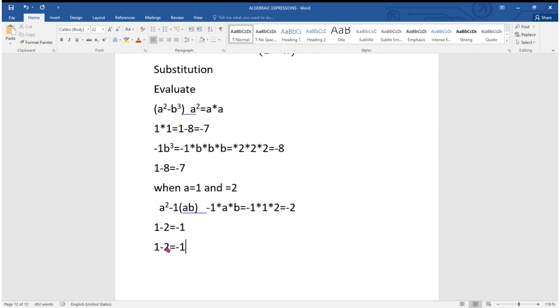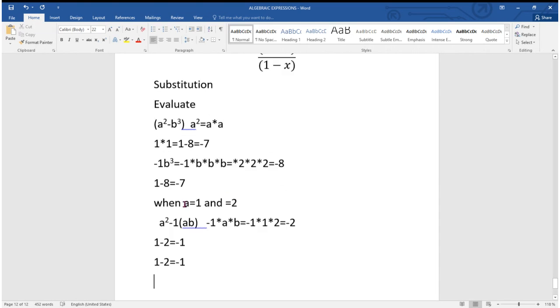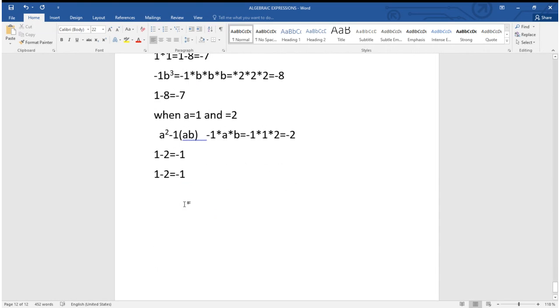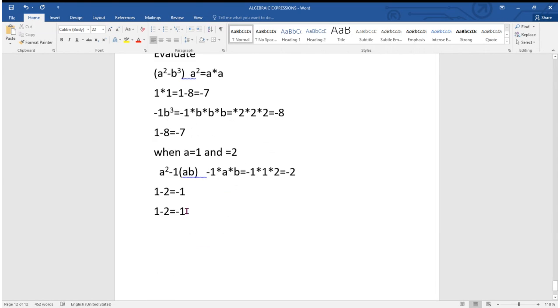This is a part of substitution. So what is going to happen is instead of having real numbers, you're just given symbolic representation. So you're just given letters here, and then you replace them with the numbers that are given.